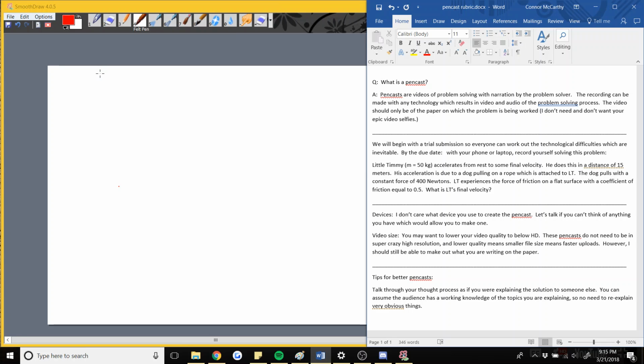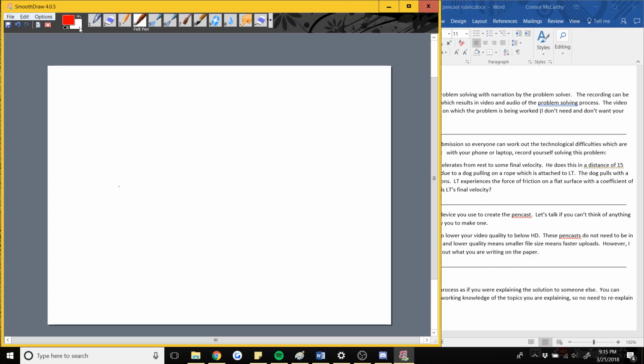So I like to start off things with what we know. We know that mu equals 0.5. We know that u, or initial velocity, equals 0. Acceleration equals question mark. Final velocity equals question mark. So we know what we're looking for.